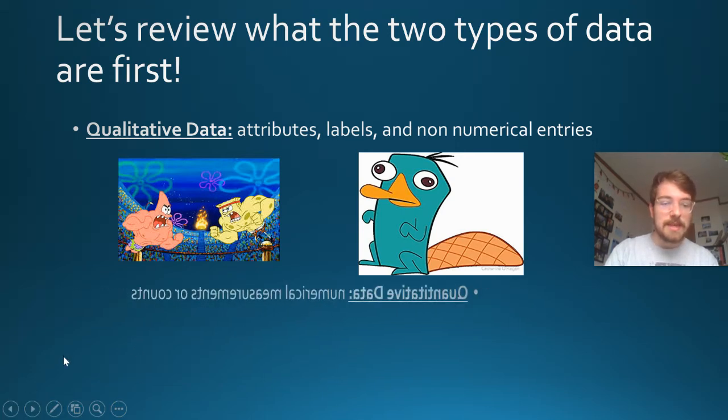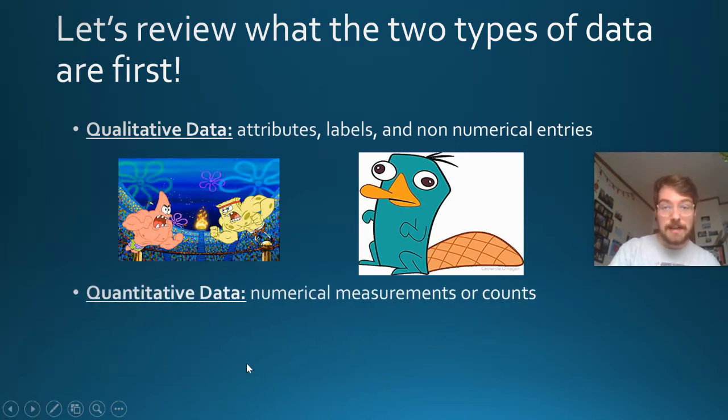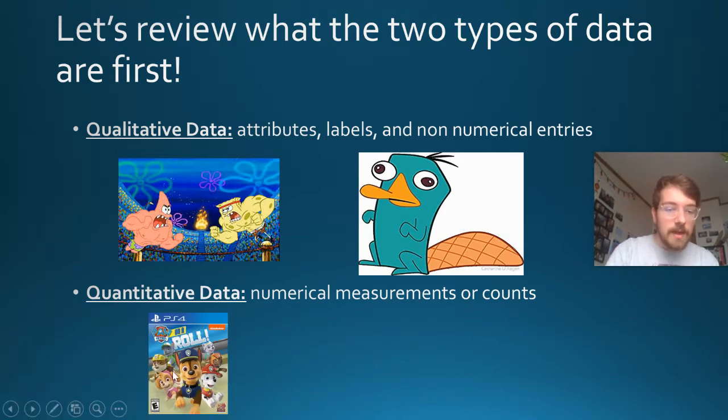The second type is quantitative data. So that's just numerical entries or counts in this case. So if it's some type of number describing something, that's quantitative data. So on this PS4 Paw Patrol game, we can see that we've got 1, 2, 3, 4, 5, 6, 7 dogs on the cover. That is quantitative data right there, just describing numbers.